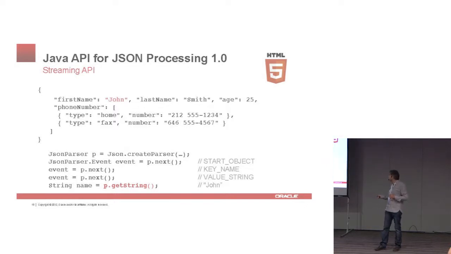The first event I will reach is the start object event. The second event will be the key name. The next event is the value string. That's the event I'm interested in, so I can do a getString on that one to get the actual first name of the user.